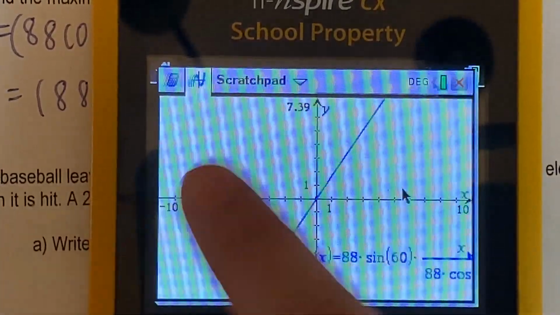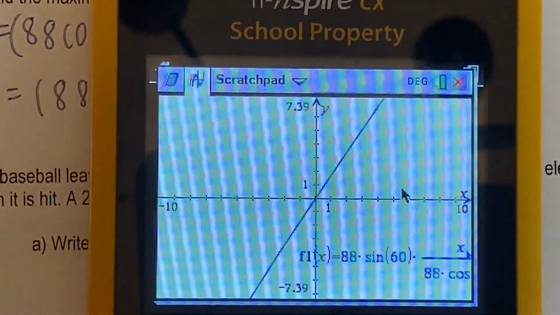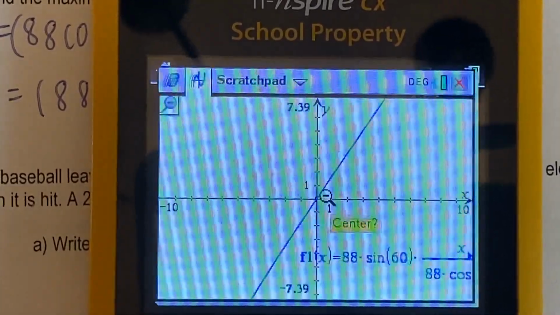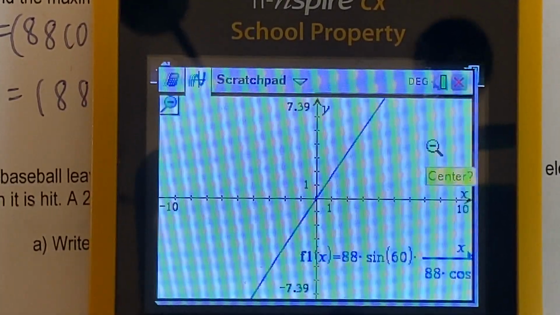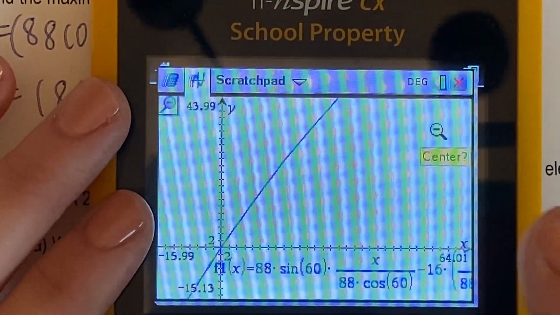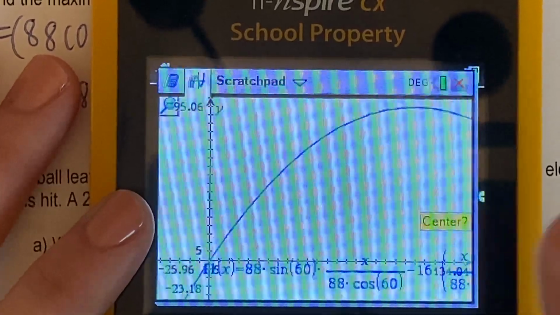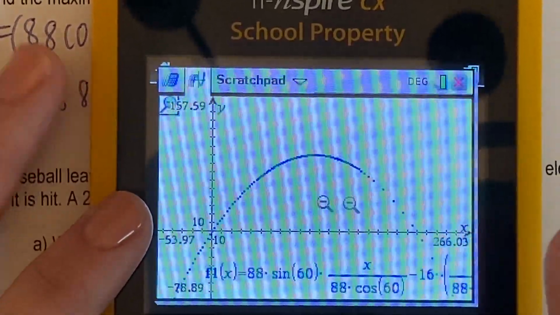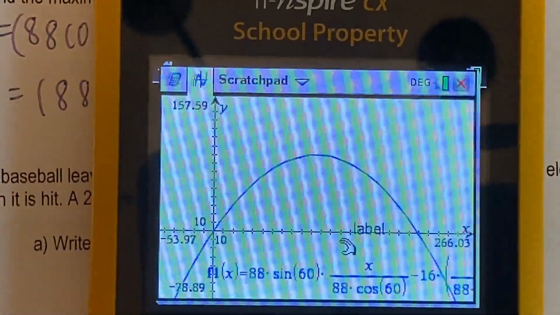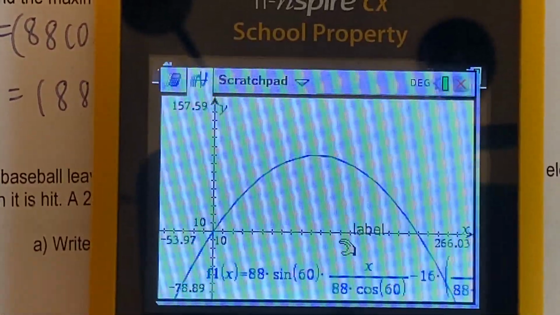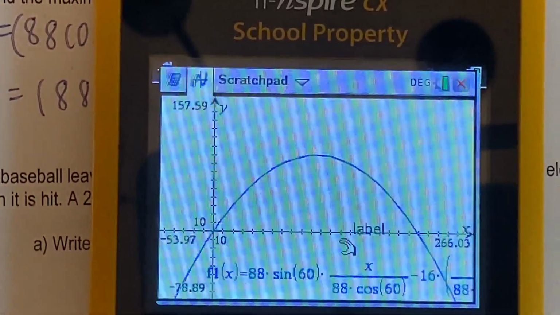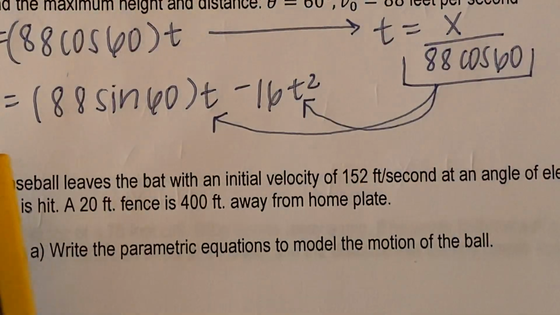Okay, it looks like a linear function, but we just got to zoom out. Okay, so here is our parametric equation. Now, if you're not there yet, go ahead and pause this video until you get your calculator to look like mine. But if you're good, let's keep on going.